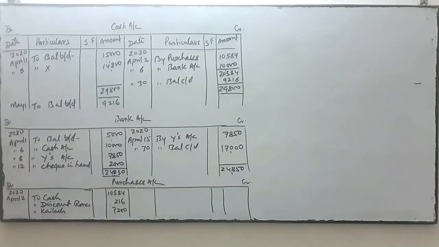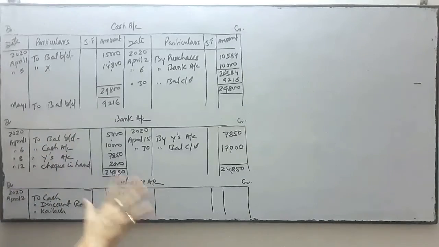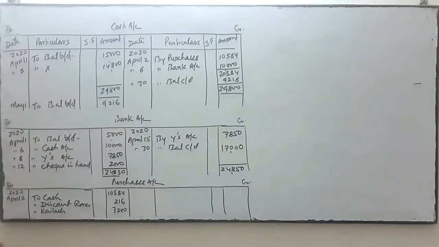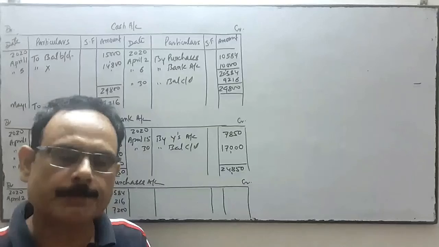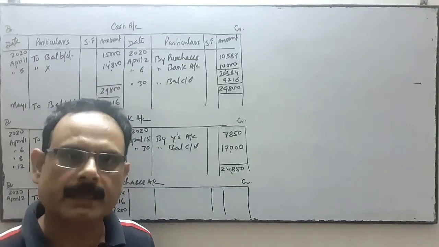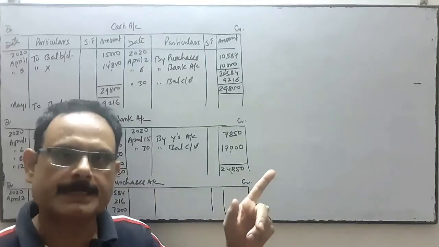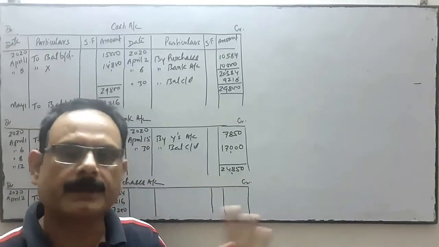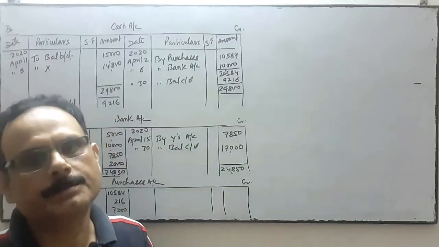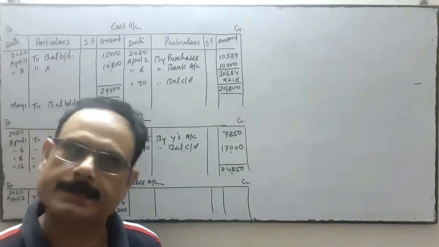Similarly we do it with the purchase account. The ledger we operate will be operated in the same manner. If you know the operating of one ledger, and you know the basic things, then the same will be applied in the posting of another ledger.